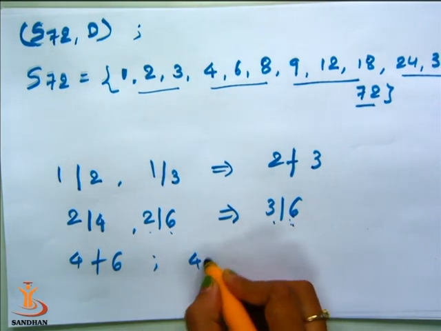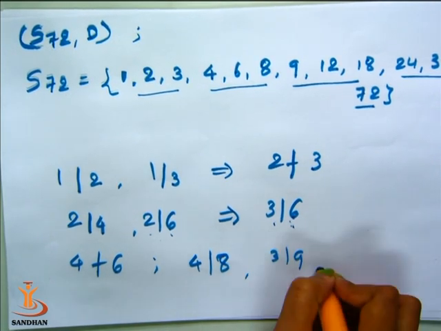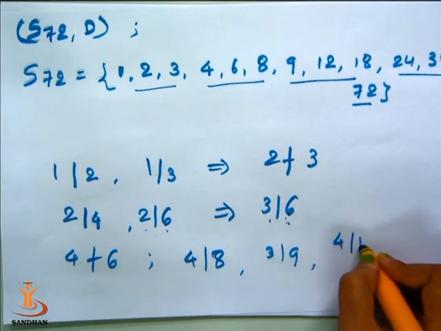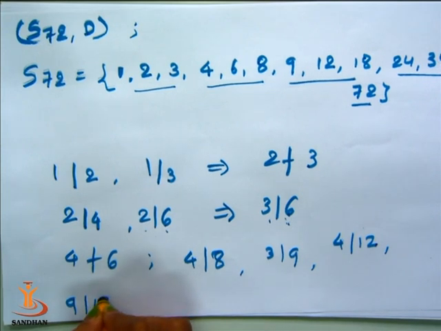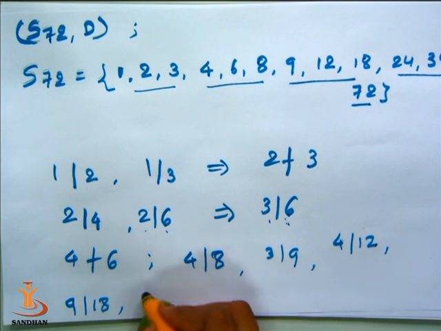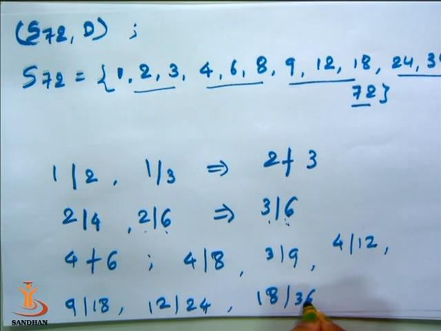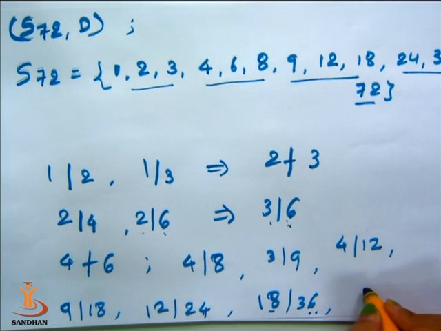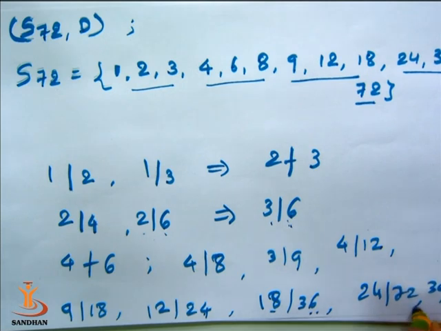Okay, similarly 4 divides 8, we join 4 and 8. 3 divides 9, join 3 and 9. 4 divides 12, we can join 4 and 12. Then 9 divides 18, we can join 9 and 18. And then 12 divides 24, so join 12 and 24. Then 18 and 36, we can join 18 and 36. And 24 divides 72 and 36 divides 72. So we can join all the elements in a Hasse diagram.